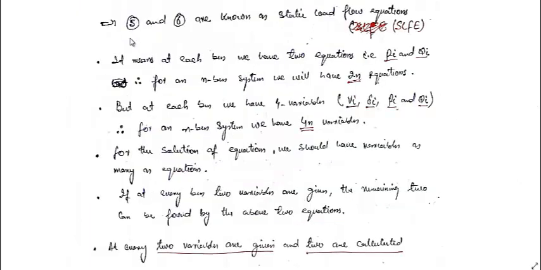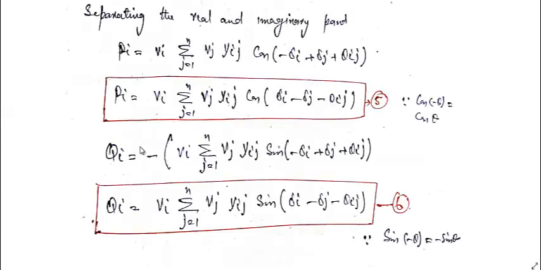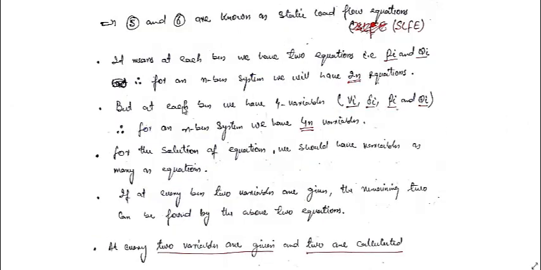So I can say that equation 5 and equation 6 are known as the load flow equations, or static load flow equations, SLFE. That is, Pi is equal to this, Qi is equal to this. These are known as static load flow equations. Now, the important points about the static load flow equations.